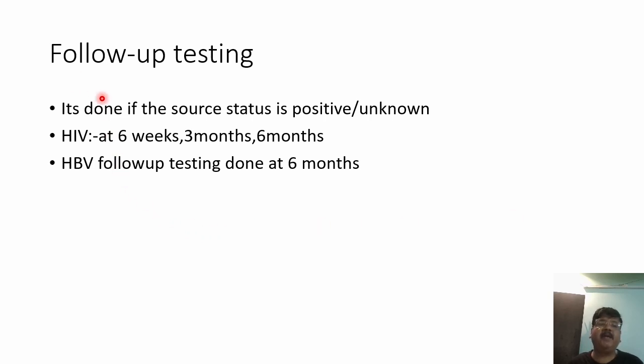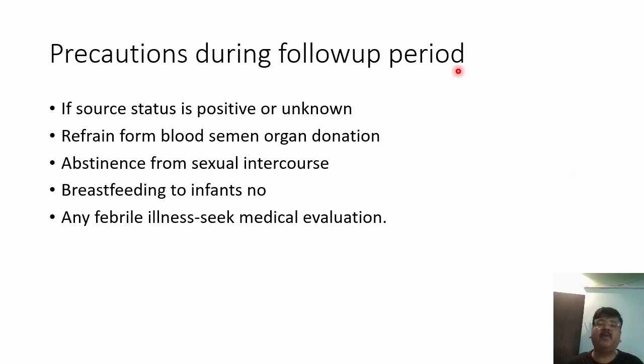Then follow-up testing. It is done if the source status is positive or unknown. HIV we should test at 6 weeks, that means 1.5 months, then 3 months, then 6 months. Hepatitis B follow-up testing is done at 6 months. So follow-up testing is very essential. Then precautions during the follow-up period: if the source status is positive or unknown, refrain from blood, semen or organ donation, abstain from sexual intercourse, and avoid breastfeeding infants. For any febrile illness, seek medical evaluation.